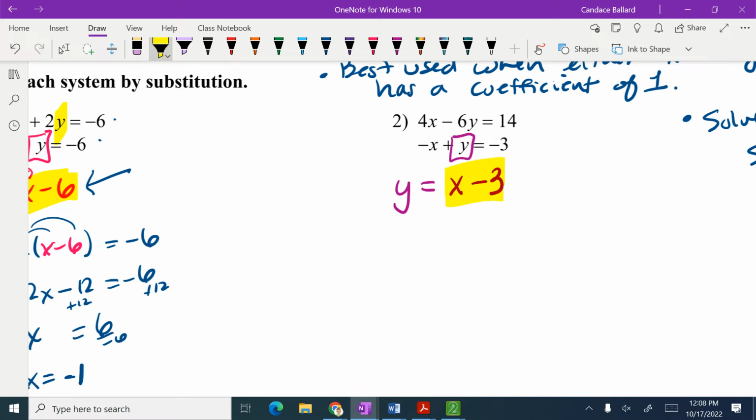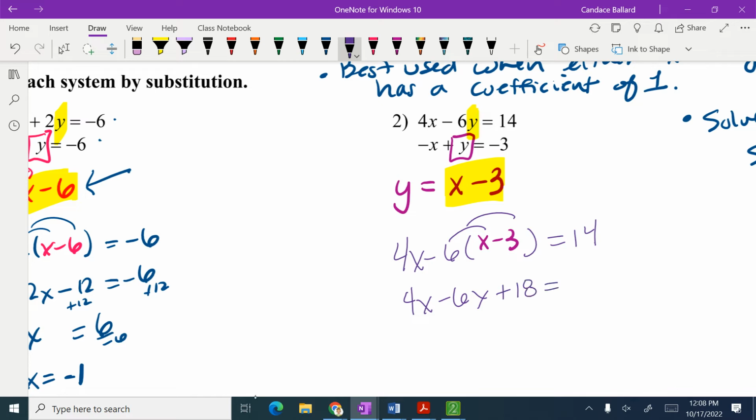I am now going to take this and I'm going to substitute it in for the y. So I'm going to write the equation 4x minus 6 parentheses equals 14. And I'm going to substitute the x minus 3 in. Okay, what do I need to do next? Okay, good, I heard distribute. So negative 6x, what's negative 6 times negative 3? Positive 18, good.